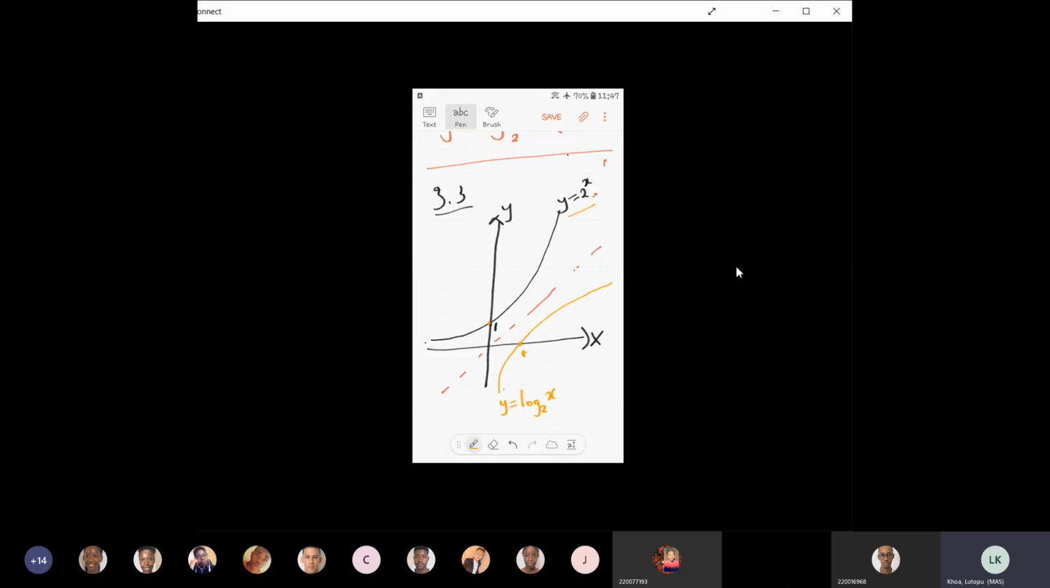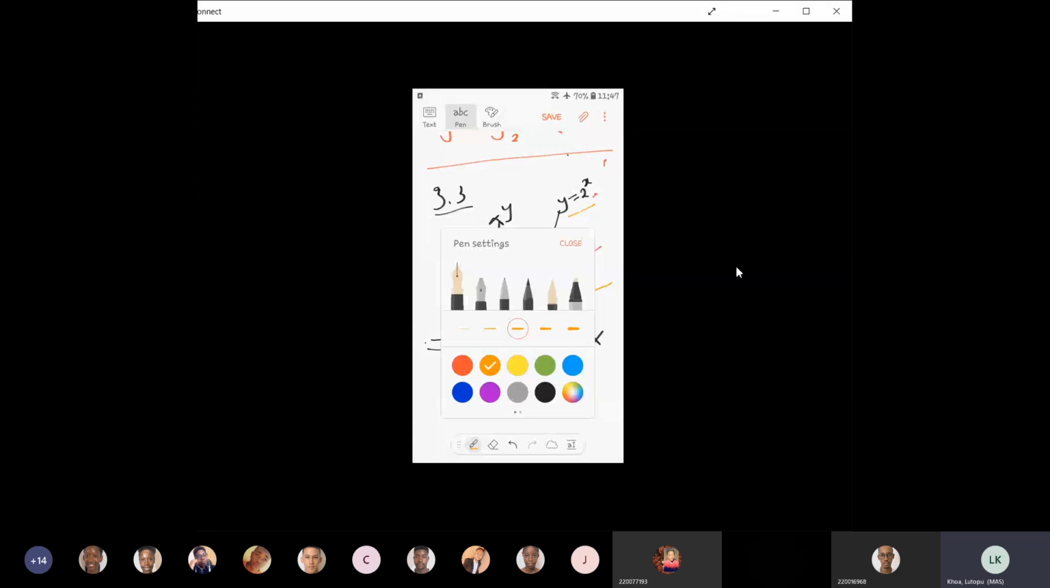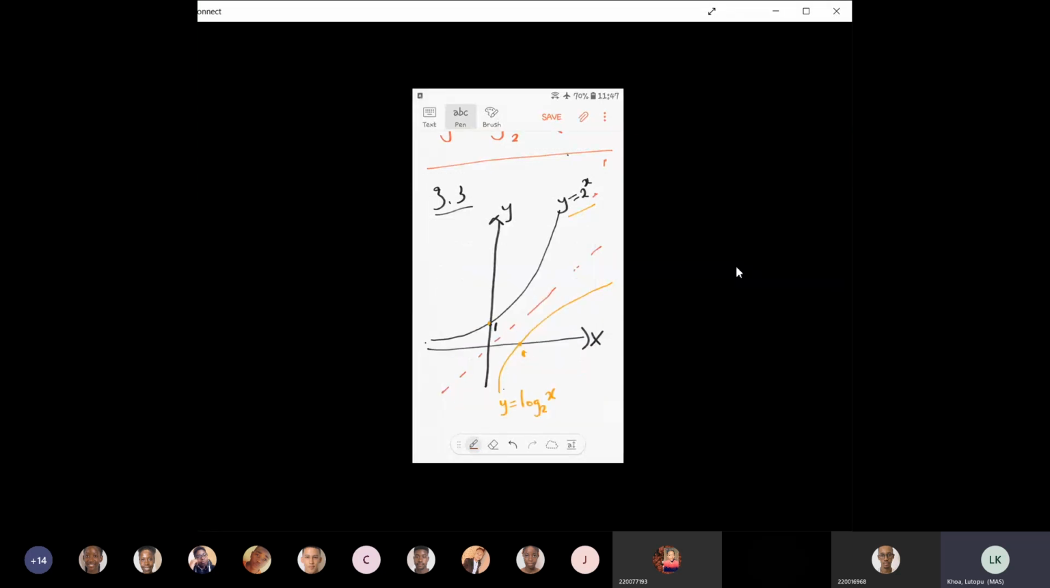Now log base half of x is a reflection of, let me use another color, green. It's a reflection of y is equal to half to the power of x. Now half to the power of x is also a reflection of this one. So you can see 2 to the power of x is like our main function, and then I reflect it in different ways to get the other ones that I'm asked to do. So half to the power of x, we said half is less than 1, so the graph will look like this one. So it goes something like that, and it gets closer and closer to the x-axis.